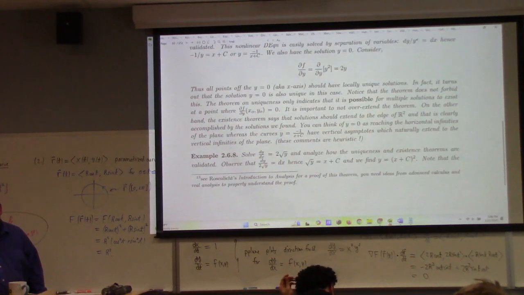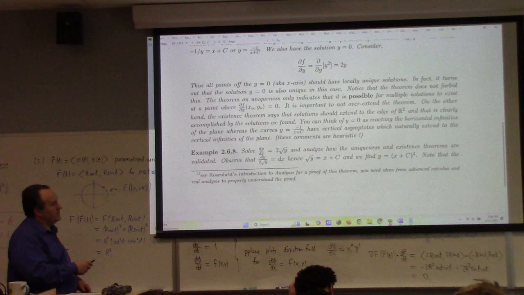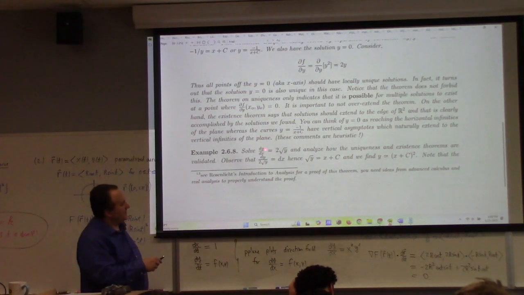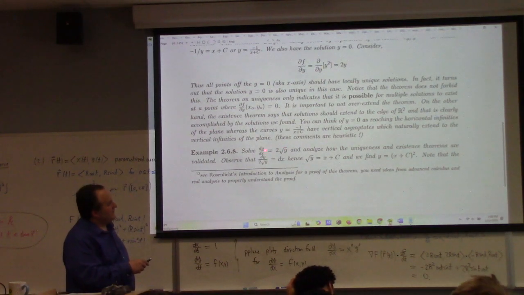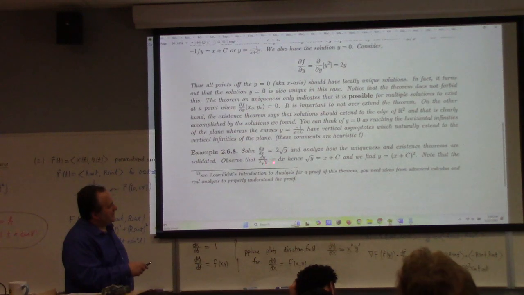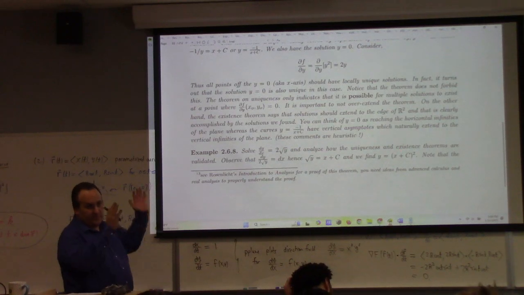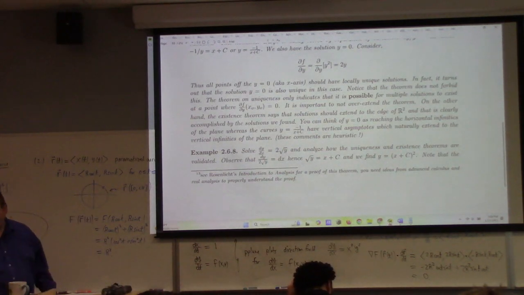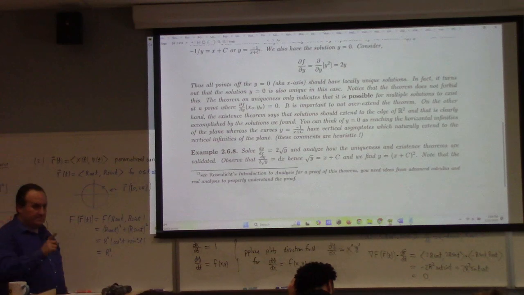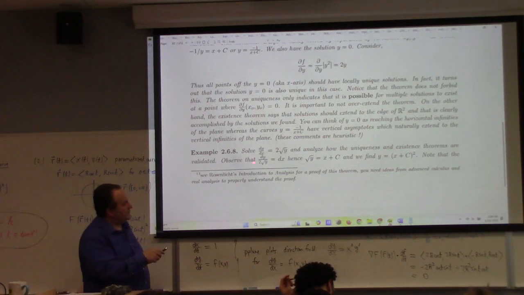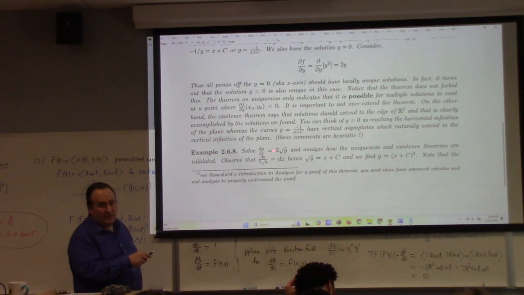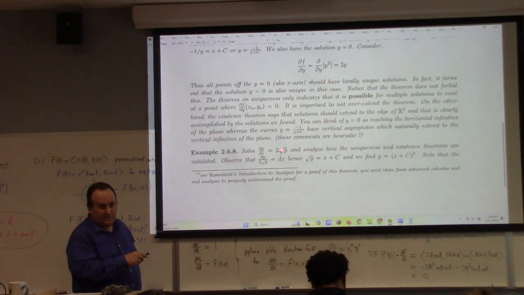Here's another one: dy/dx equals 2 square root of y. First of all, the solution to this, we can separate and integrate, and we get this. Our solutions are actually parabolas that bounce off the x-axis at minus c. This is a parabola that opens up at minus c. But on the flip side, this also has what solution? How about y equals 0? Is that a solution to this?